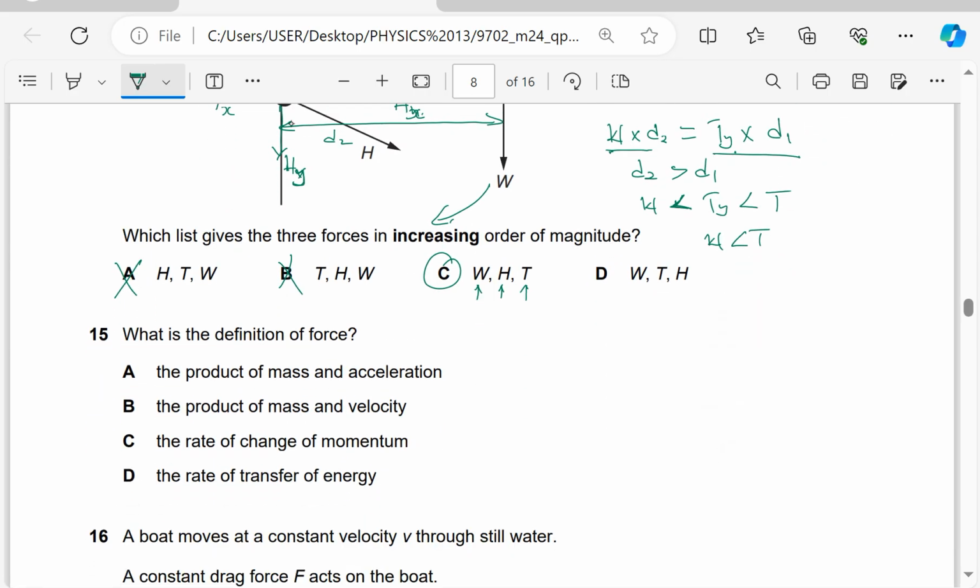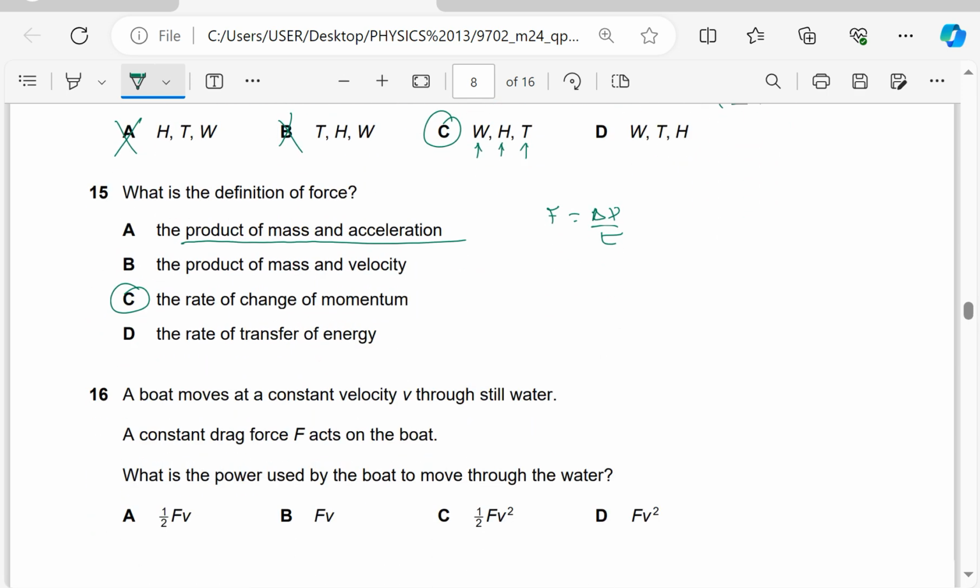What is the definition of force? Of course, force is equal to the rate of change of momentum. So force is the rate of change of momentum. The answer is going to be C. Now, we always make a mistake of saying force is mass times acceleration. Force is defined as the rate of change of momentum.